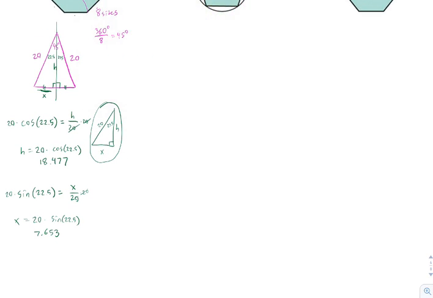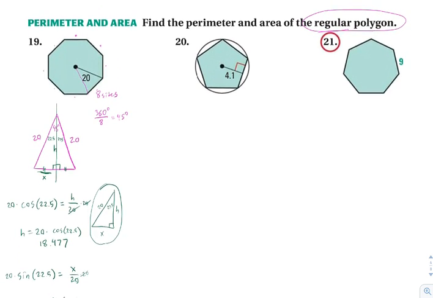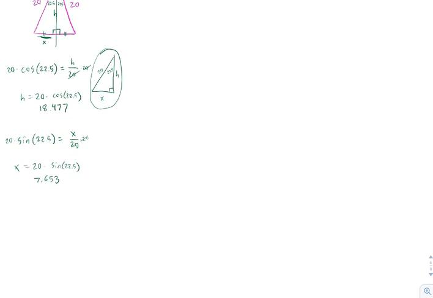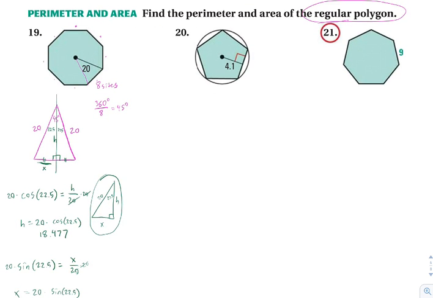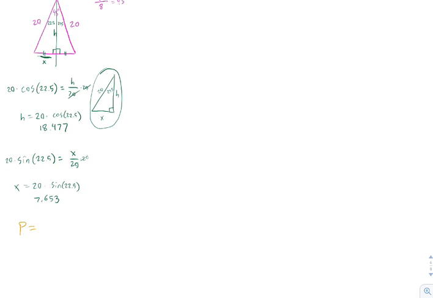So I'll switch colors here. It asks for the area and the perimeter. So the perimeter first would be, I have 8 sides, and x is half a side.